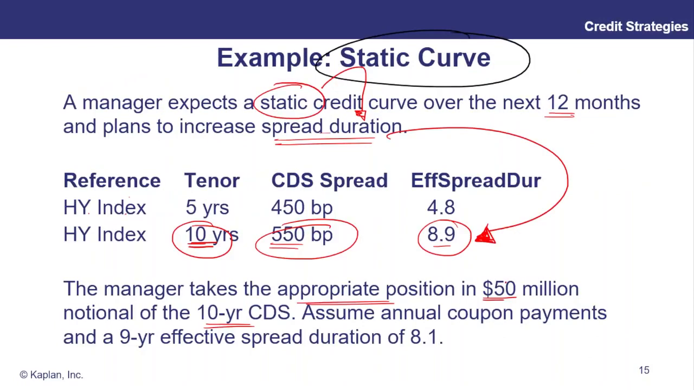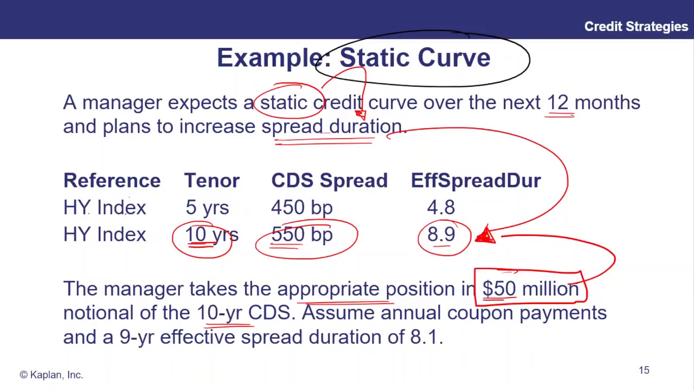If we do this, what are we going to do? We're going to sell protection, $50 million par or notional on the 10-year name. So let's think about what coupon income we collect there for doing that.